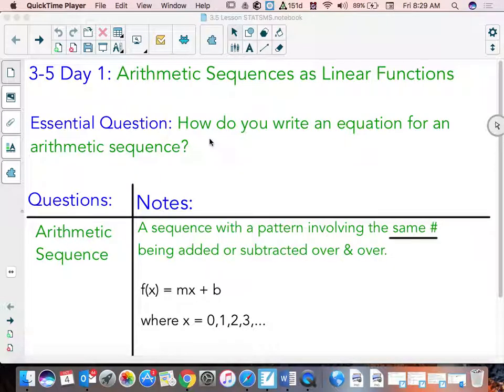Question 3-5, Day 1. Arithmetic sequences as linear functions. Essential question: How do you write an equation for an arithmetic sequence?